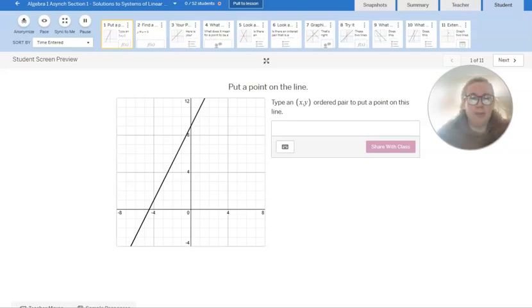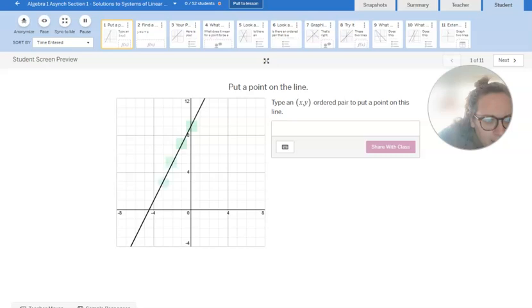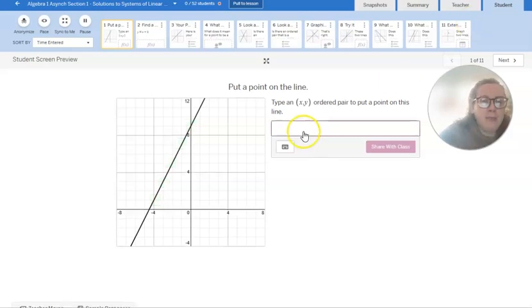We have 11 total. So we have this line here on this graph, and it says put a point on the line. So we want to type an x comma y ordered pair to put a point on this line. There's a few points that are on this line that I see. Here's one, and we want to find the points that are exact grid line points. I see a bunch of examples on this line. You can choose any of them.